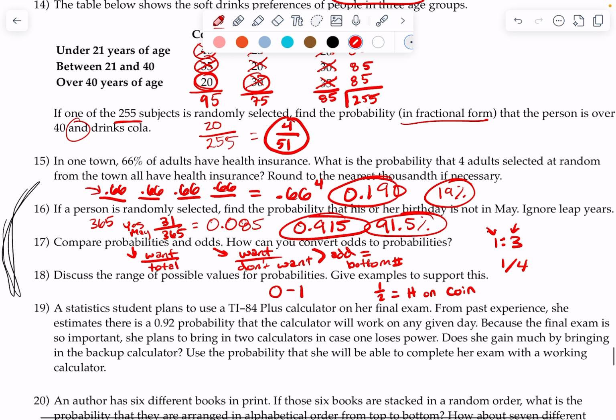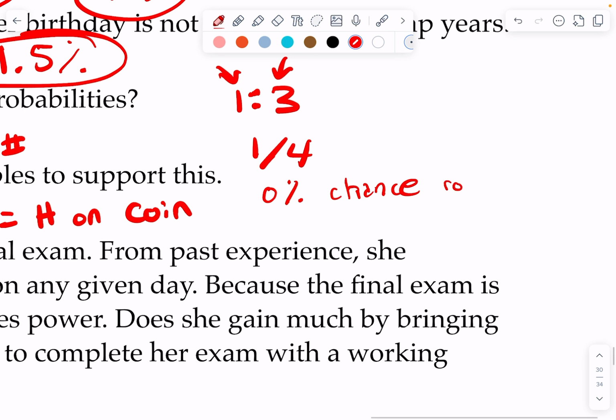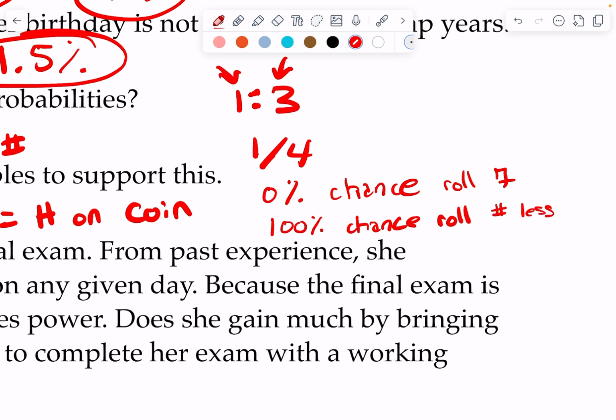You could also say 0% chance. What's a 0% chance of? 0% chance of rolling a 7 on a dice, because there's no 7 on a dice. You could say 100% chance, which would be a 1. 100% chance of rolling a number less than 7. There's a 100% chance I'm going to roll a number less than 7 on a standard dice, right?